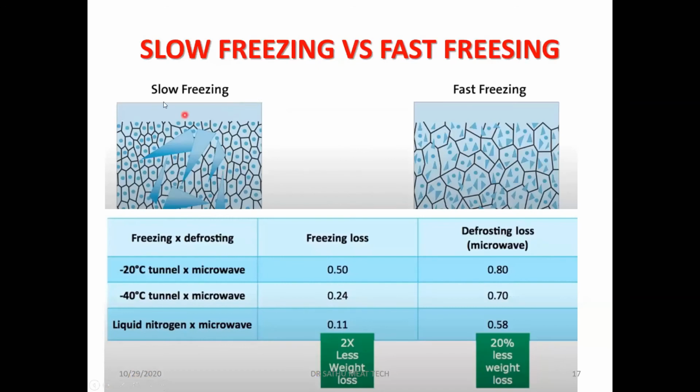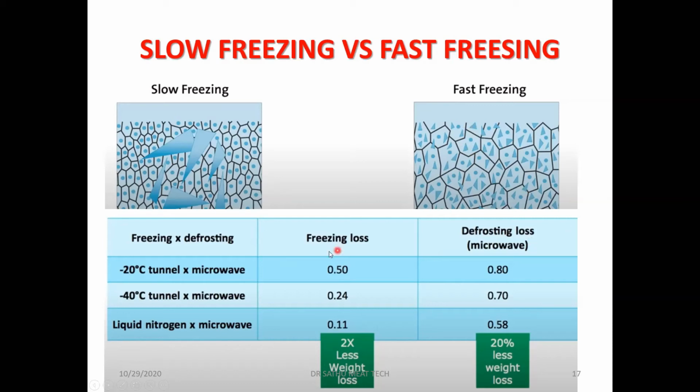So you can see here, in slow freezing, the ice crystals formed become larger and larger. It will break the cell walls. Symbolically, it is represented here. Here you can see in quick freezing, or fast freezing, the ice crystal formed is small and mostly intracellular. It will not disturb the cell walls. So the integrity of the cell walls or the cell is maintained.